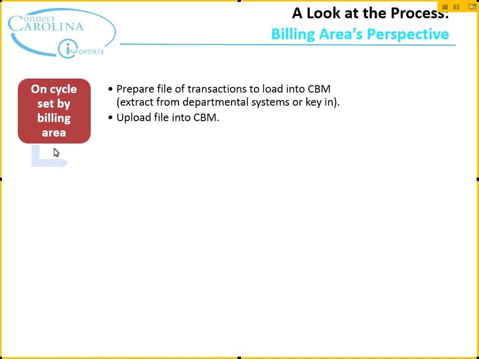Each billing group sets their own billing cycle. Keep in mind, we were all operating separate businesses before. We have separate business processes, and they're coming together to give you information through these two systems. The billing unit prepares the file. Some is manual entry, and some is system generated. So it's different levels of systems or different processes. But each month or each week, depending on their process, these transactions are loaded into CBM.